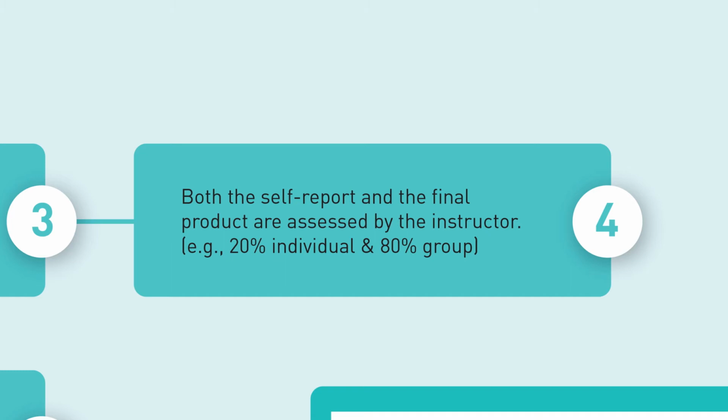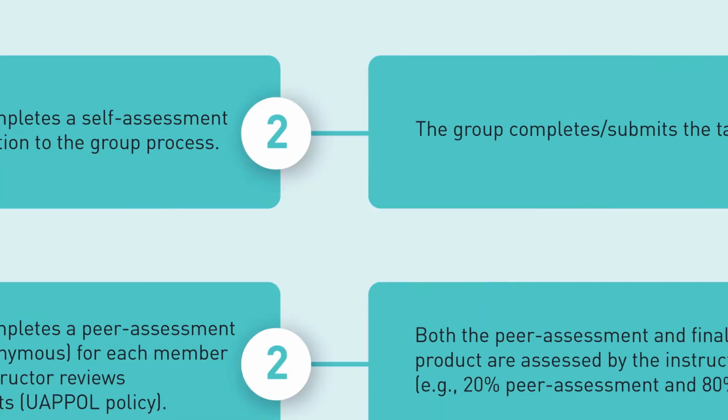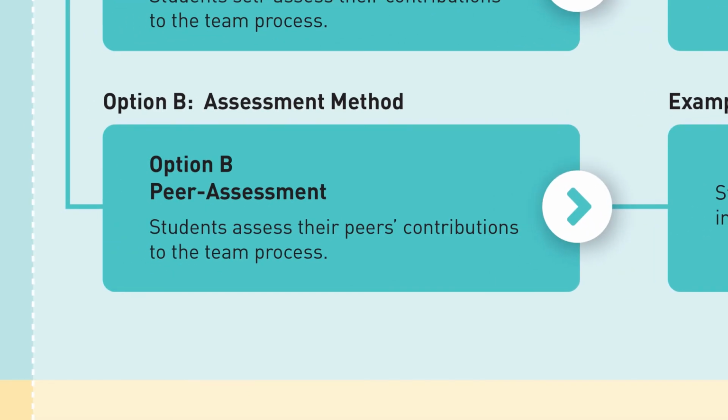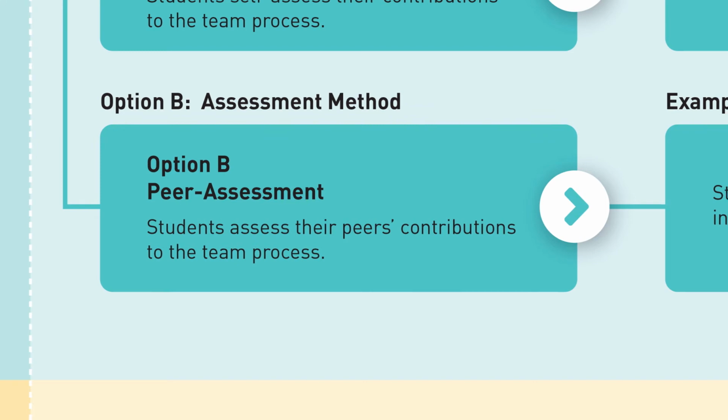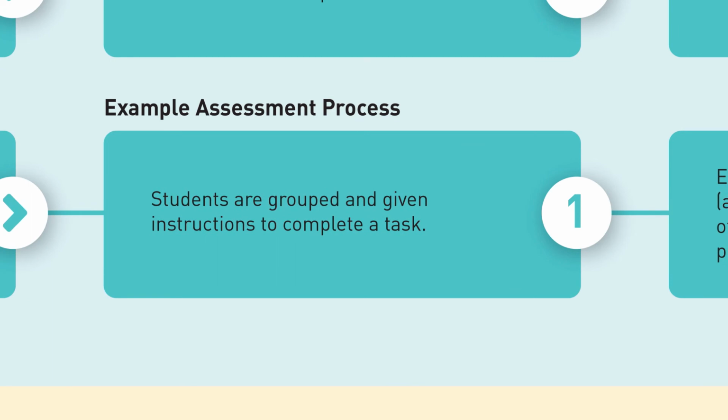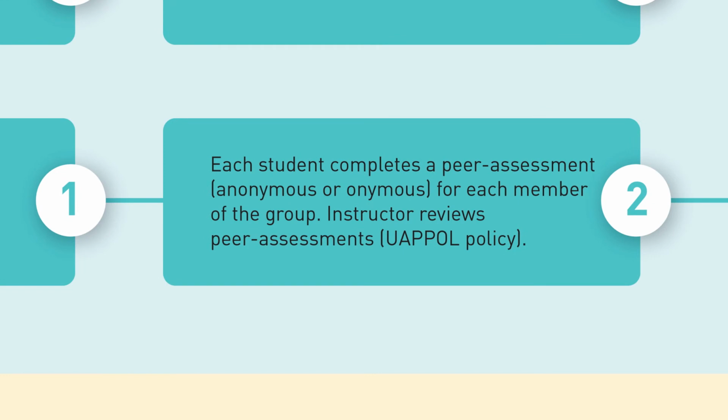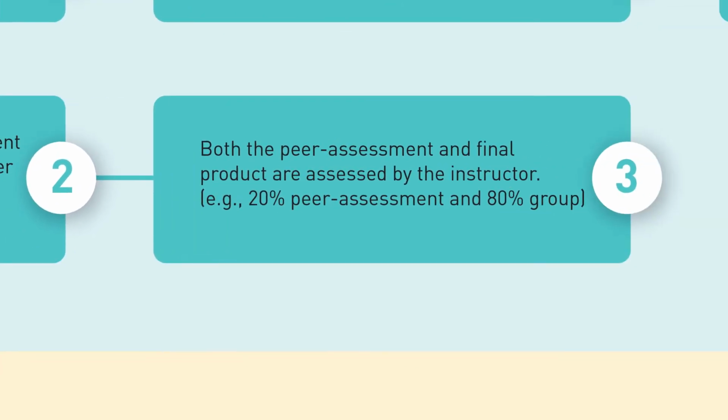Another choice involving both the student and the instructor is assessment method Option B, peer assessment. Students assess their peers' contributions to the team process. Example assessment process. 1. Students are grouped and given instructions to complete a task. 2. Each student completes a peer assessment, anonymous or open discussion, for each member of the group. The instructor reviews peer assessments. Remember the UAPPOL policy. 3. Both peer assessment and the final product are assessed by the instructor. For example, 20% for the peer assessment and 80% for the group mark.